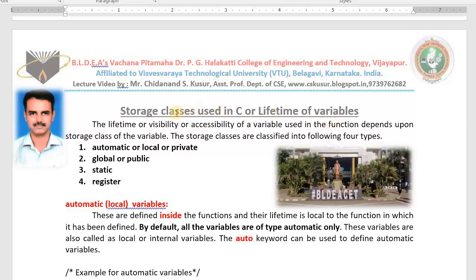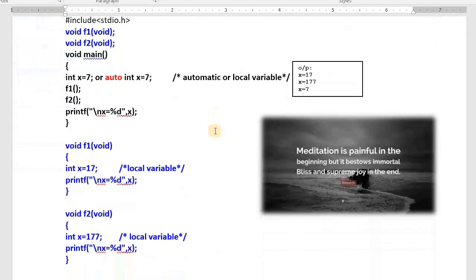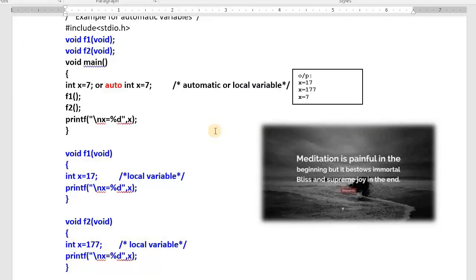But what do you mean by lifetime of variables or visibility of variables or accessibility of variables? That is what we discuss. We have been learning about functions for many days. Look at this example. This is one simple C program. In this program, we have the main function, we have the f1 function, we have the f2 function. We cannot develop the whole software by using a single main. We define n number of user-defined functions.